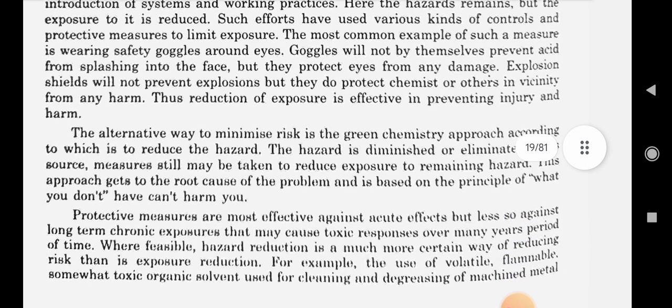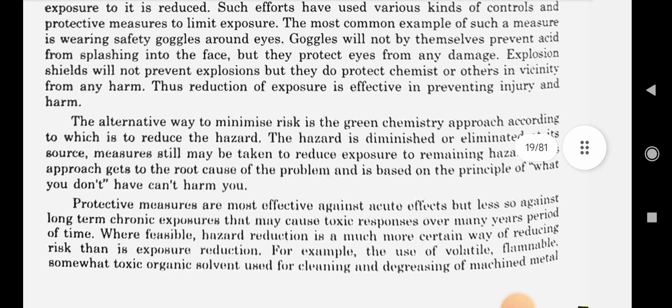One way to reduce risks is to limit the exposure by some physical means or by the introduction of systems and working practices. Here the hazard remains but the exposure to it is reduced. Such efforts have used various kinds of controls and protective measures to limit exposure. The most common example of such a measure is wearing safety goggles around the eyes.